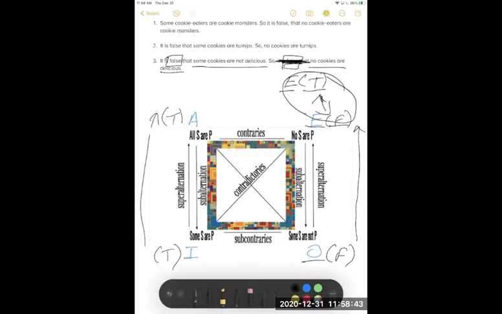In any case, these three arguments are valid. It always matched. So yeah, that's how you do those problems.